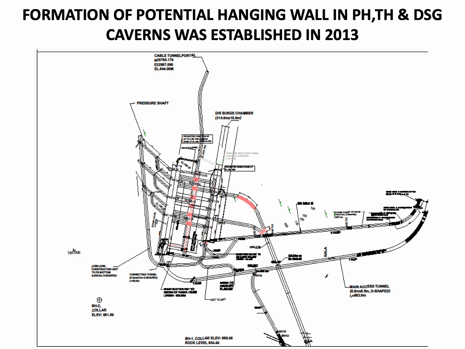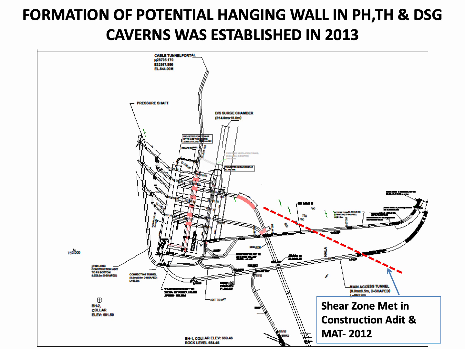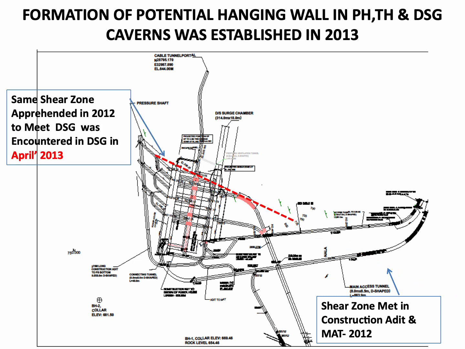Excavation of the powerhouse complex was started in 2012 with construction of the main access tunnel to the powerhouse, and construction adit to the downstream surge gallery taken up in 2012. A shear zone met in the construction adit and the main access tunnel to the powerhouse in 2012. The resident geologist of the project apprehended that if the shear zone didn't get pinched, it would cut across the 3 caverns of powerhouse, transformer hall and downstream surge gallery. Accordingly, the same shear zone did meet the 3 caverns in their central gullet in April 2013.